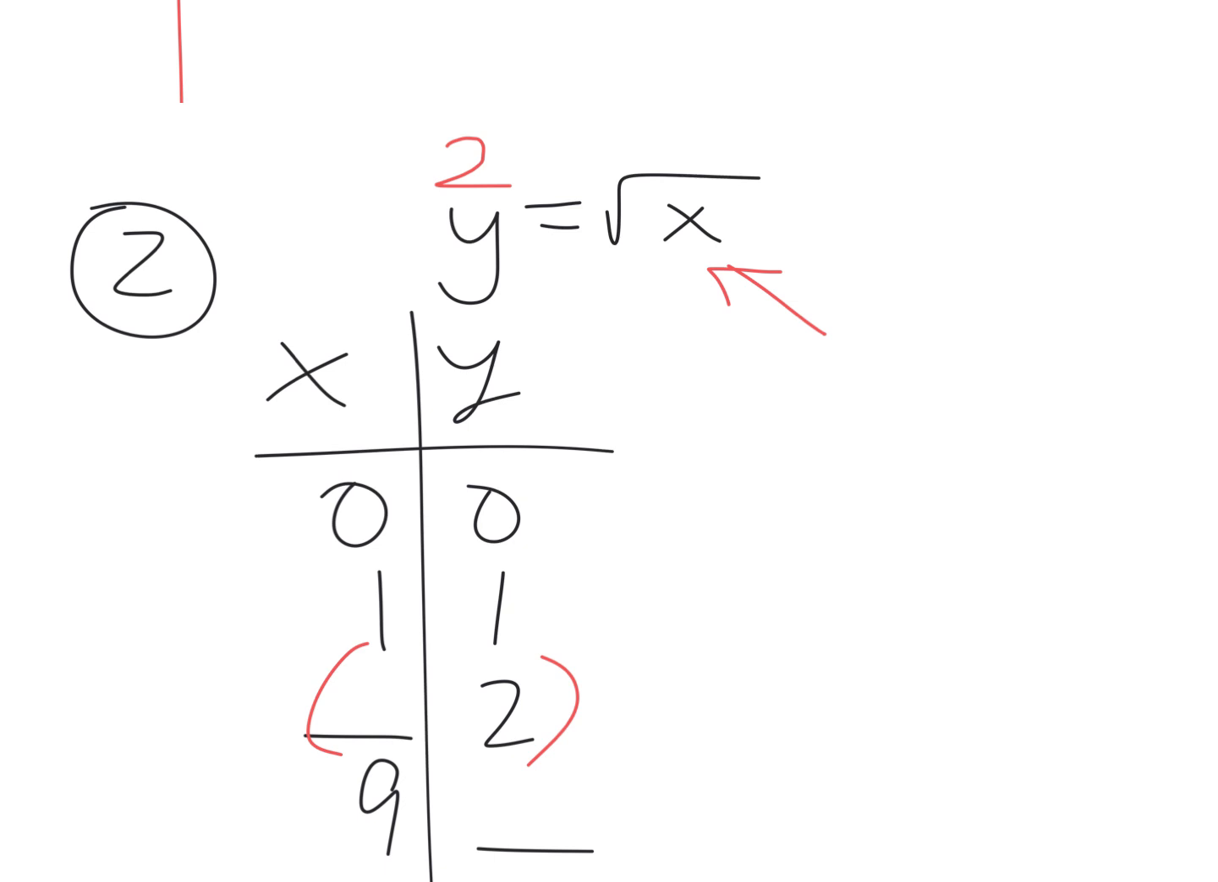Square root of x. Yeah, but what's the x value? That would make it equal to... If x was 4, the answer would be 2. So this is a 4. Do you get that? Because if you put a 4 here, the square root of 4 will be 2.